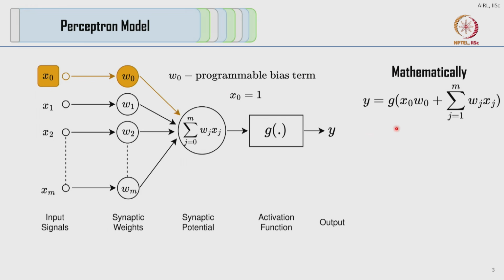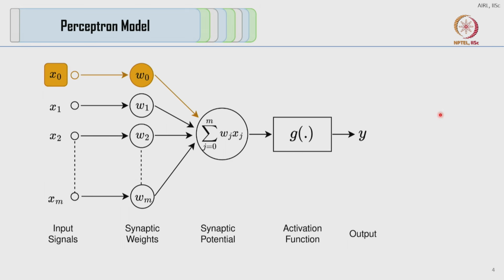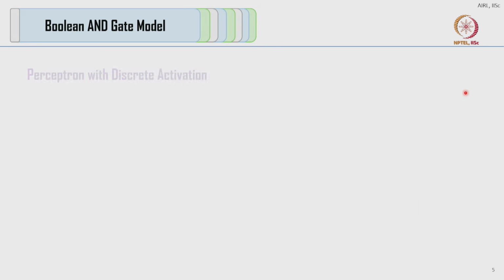Mathematically, if you have to represent, y is g, this is activation function g, w0 x0 plus summation j is equal to 1 to m wj xj. If I want to represent them in a matrix vector term, y is nothing but g of w transpose x. Here the w is a vector, m plus 1 dimensional vector, x is a m plus 1 dimensional vector.